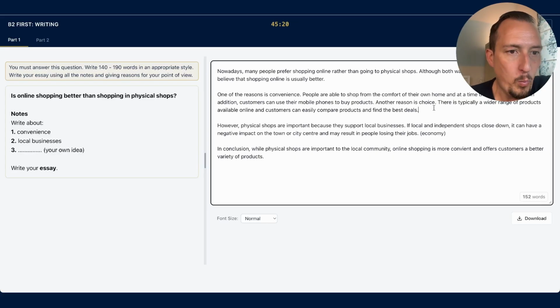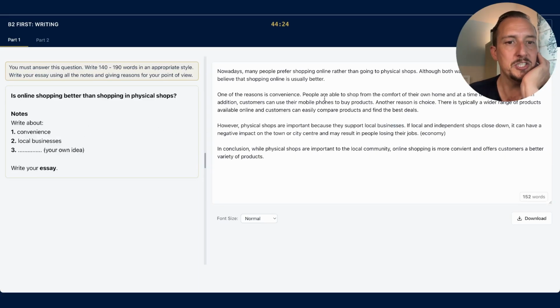There is typically a wider range of products available online, and customers can easily compare products and find the best deals. Yeah, that reads really nicely. Okay, so then we bring in our contrast. However, comma, physical shops are important because they support local businesses. Excellent. So we clearly are hitting the points of the exam question.